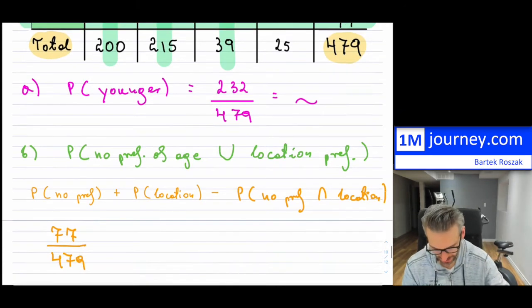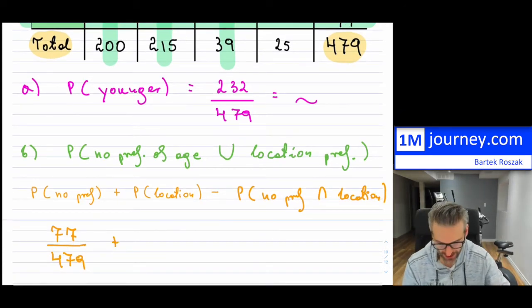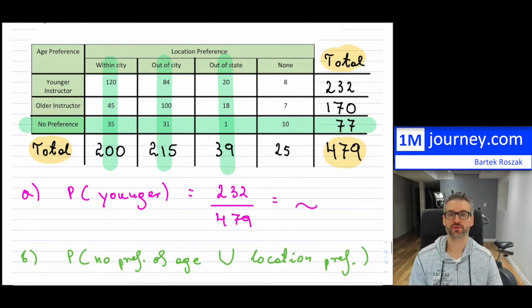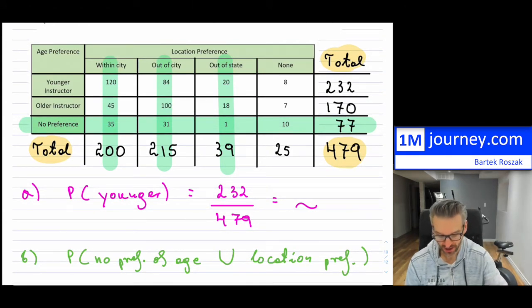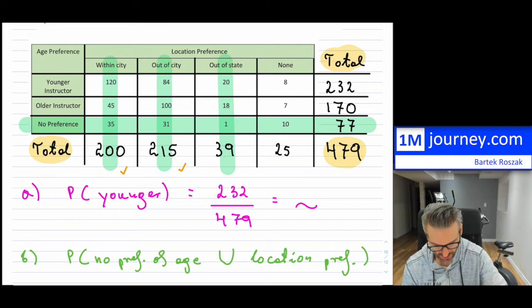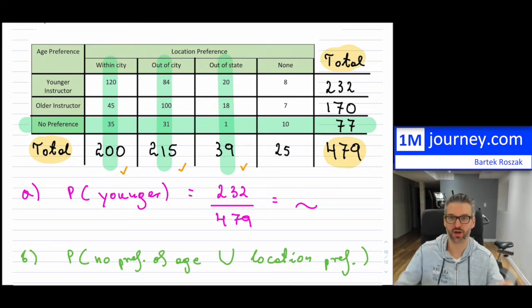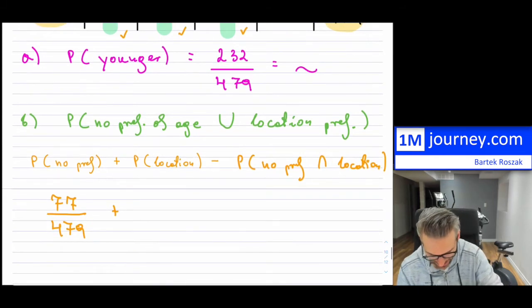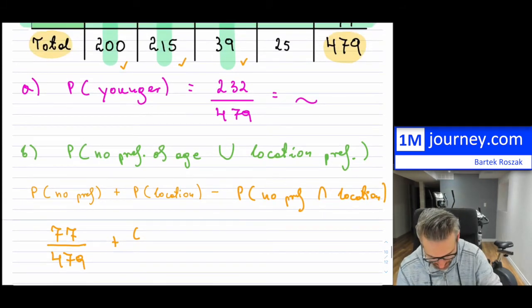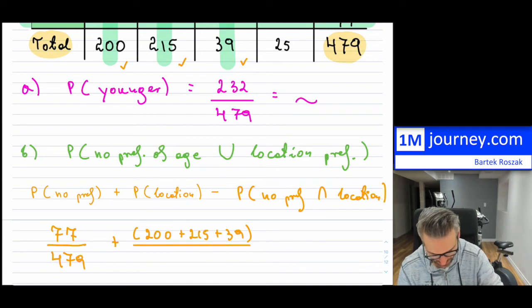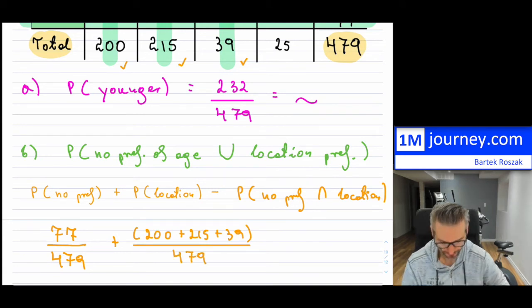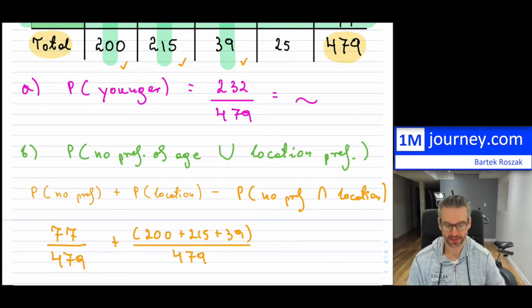Now, next, plus, preference of the location. Notice that's this, plus, because those ones are the ones that had a preference for a location. So I'm going to add all of these up. That's going to be 200 plus 215 plus 39. Those are all the ones that had a preference, out of the total. All right, so that's that.